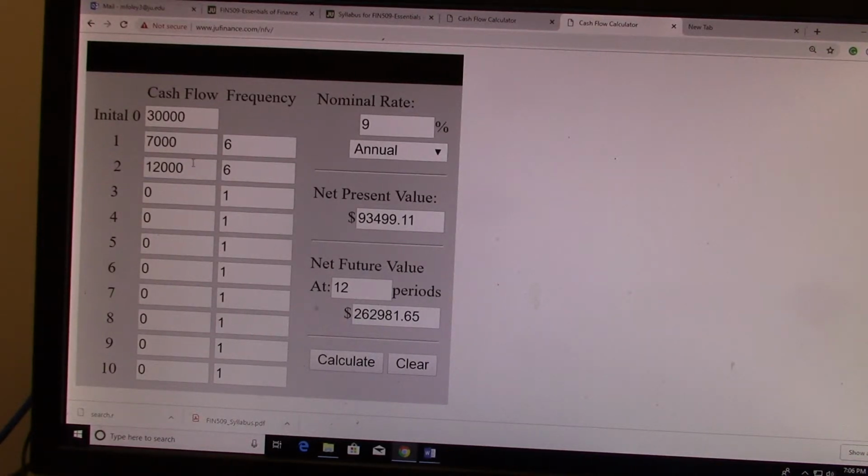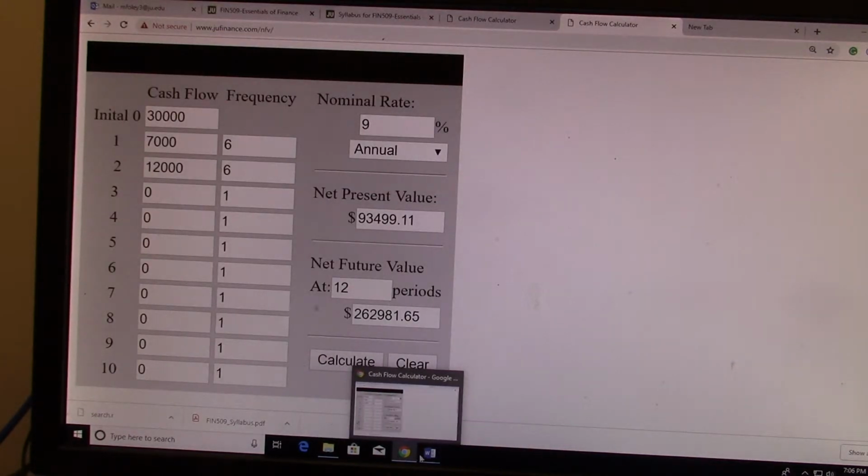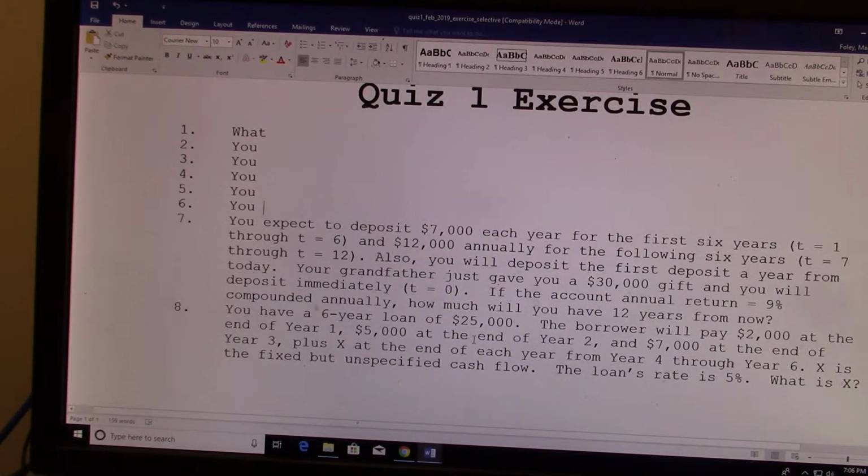But you see, the input would be just like this. This is how much cash flows each year. The first initial deposit is $30,000, then $7,000 for 6 years, and $12,000 for the next 6 years. This is the net present value. This is the net future value by the end of year 12. So this is this question. You can double check the answer based on calculators and also based on the Excel functions. This is question number 7.